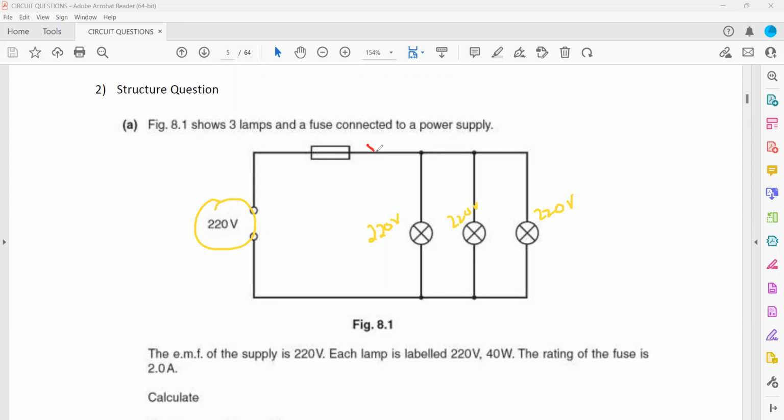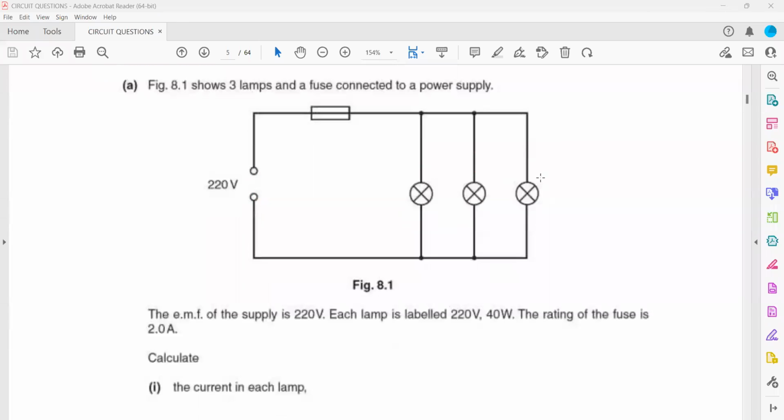If I say the total current is I, then it will be I1 here, I2 here, and I3 here. So the total current will divide between them, but the voltage they all receive is the same. That is a characteristic of a parallel circuit.